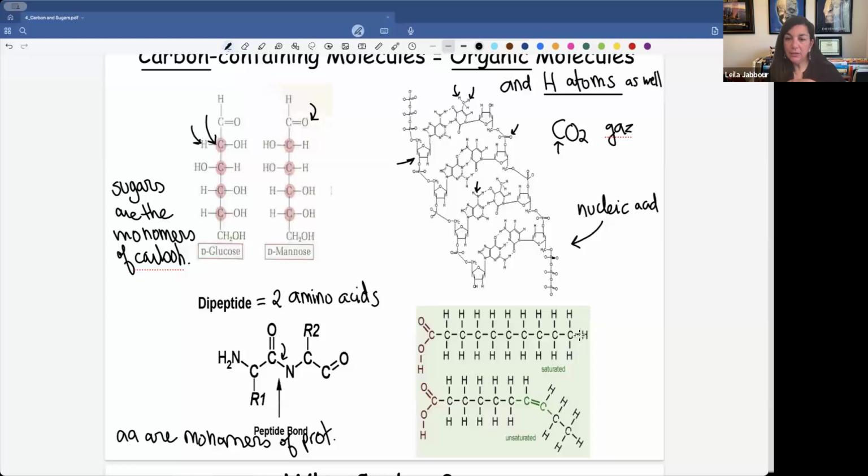Okay, and here we have fatty acids. This is a fatty acid, this is another fatty acid, and fatty acids are going to assemble into even larger molecules like a triglyceride, right? Triglyceride. So this is going to be 3 fatty acids on a backbone of glycerol. We'll talk about that in that chapter. But again, this is going to make up fats.